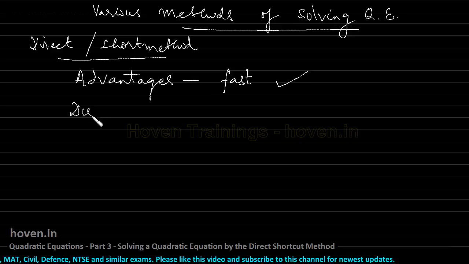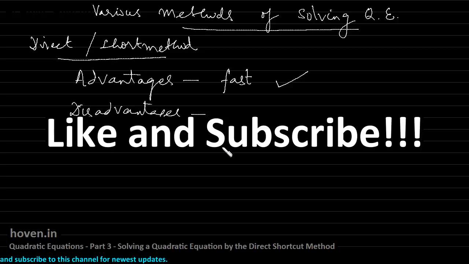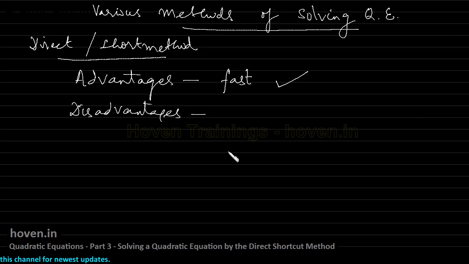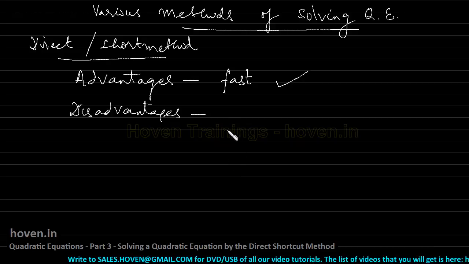Secondly, the disadvantage is that this method is not applicable to all the cases. And many times, if a student is not able to apply it correctly, then it wastes time and proves counterproductive. Had it been the best method, then obviously it would have been the only method for solving quadratic equations. But there are other methods also, because this method will not apply to all the cases. So beware of these disadvantages.